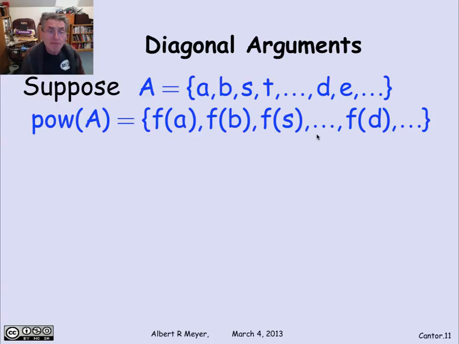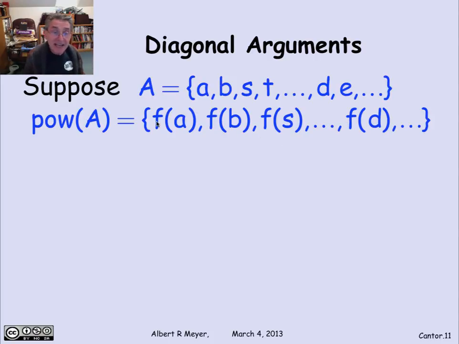Let's suppose that I was trying to get a surjection from A to the power set of A. So suppose I have a function f that maps each of the successive elements of A to some subset of A. So f of A is part of the power set. It's a subset of capital A. f of B is a subset of capital A, and so on.